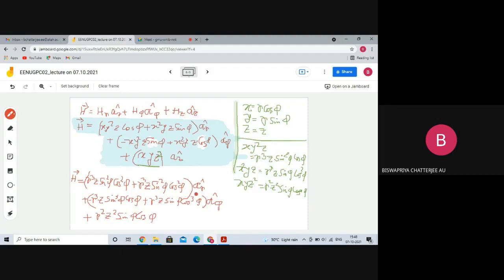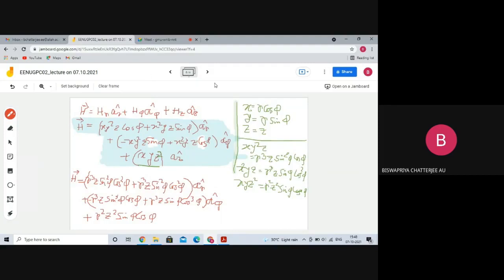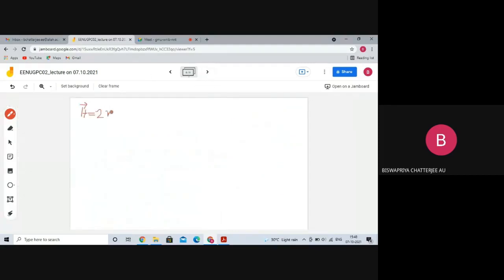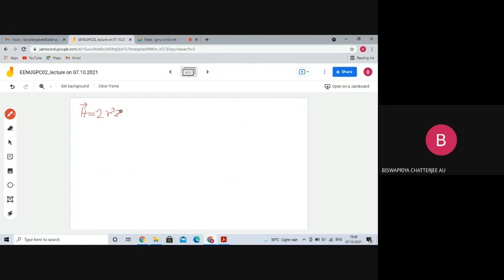Okay, so if you want to simplify it again, then the first term will be 2 times r cube z sin square phi cos square phi, a_R cap.